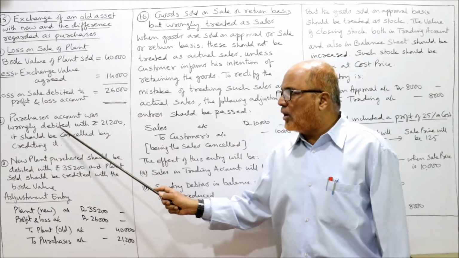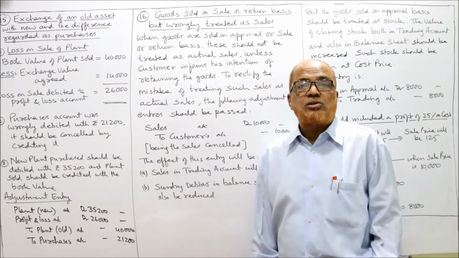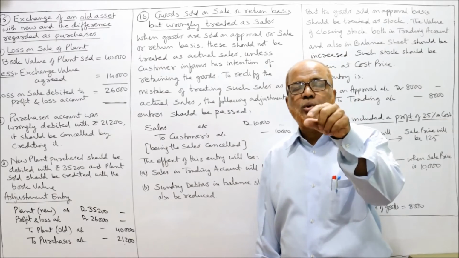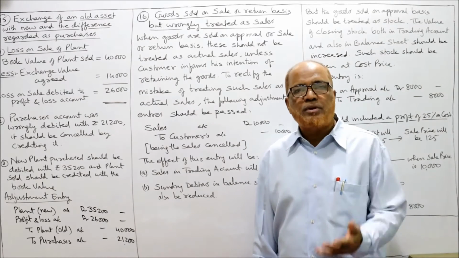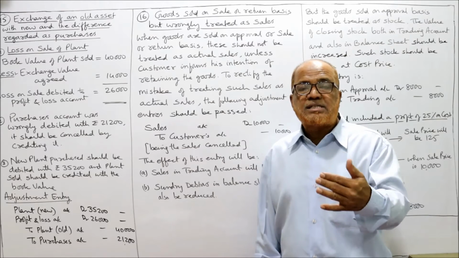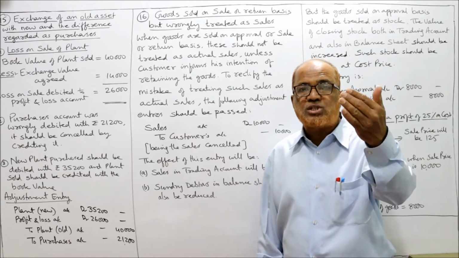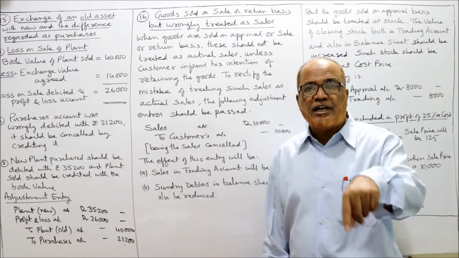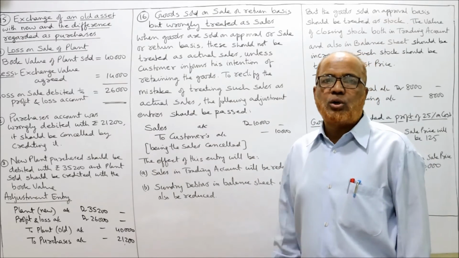The purchase account was wrongly debited with 21,200. It's not a purchase. It is given that the difference 21,200 was passed through the invoice book. Invoice book means purchase book. So by mistake the purchase account was debited. Now we credit the purchase account by 21,200.